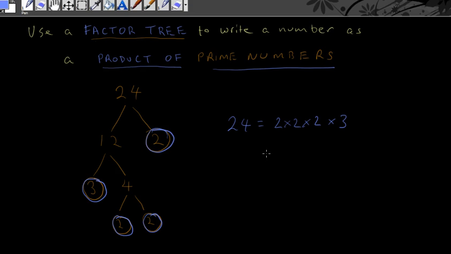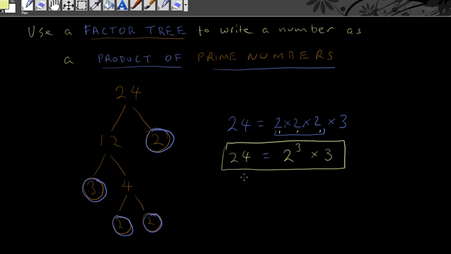Now I like to actually do one other step. In the previous video we spoke about using power notation, so you can, if you like, write 2 to the power of 3 times 3. You can see that you've got 2 written down 3 times there, so that's why it's 2 to the power of 3. So I'd rather have my answer look like this because it's more compact, and we like compactness in maths.